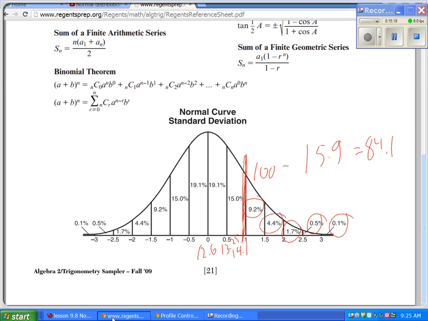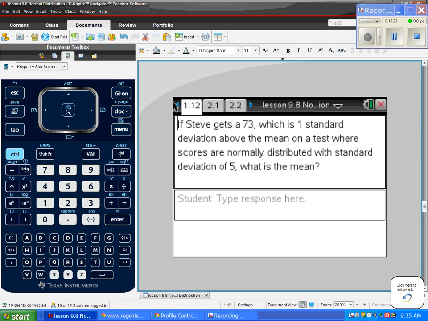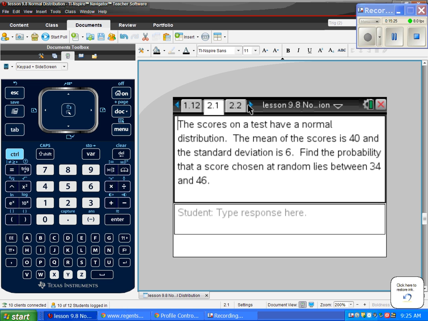All right. Let's head back to this one we skipped earlier, 2.1. The scores on a test have a normal distribution. The mean is 40, and we have a standard deviation of 6. We want to find the probability that a score chosen at random lies between 34 and 46, all right?